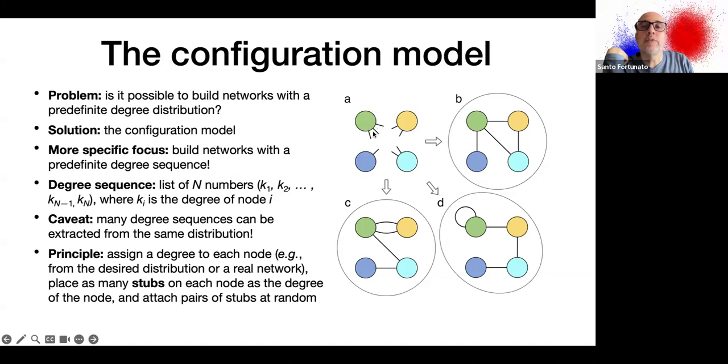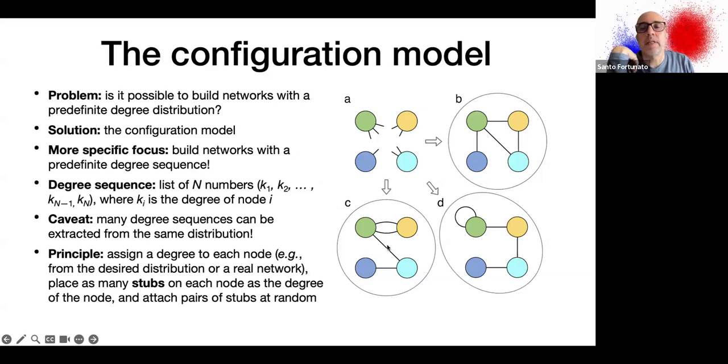If you select 2 of these 3 stubs here and you join them, you get a loop, a self-loop. We are considering simple graphs here, and even though if you want to apply the strict recipes, you have to accept these configurations as well, this effect is essentially negligible if the network is sufficiently large. It doesn't happen very often to have self-loops and multiple edges between 2 nodes in most cases. So you can safely neglect it.